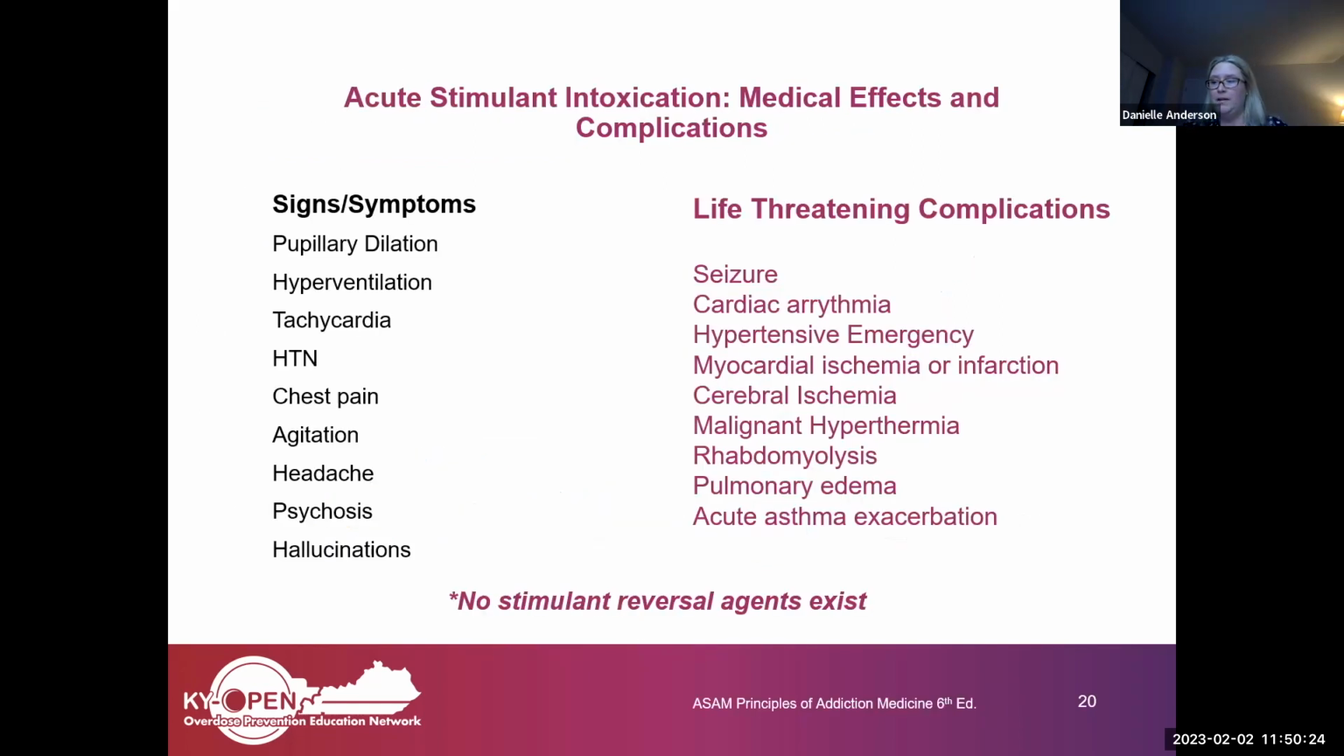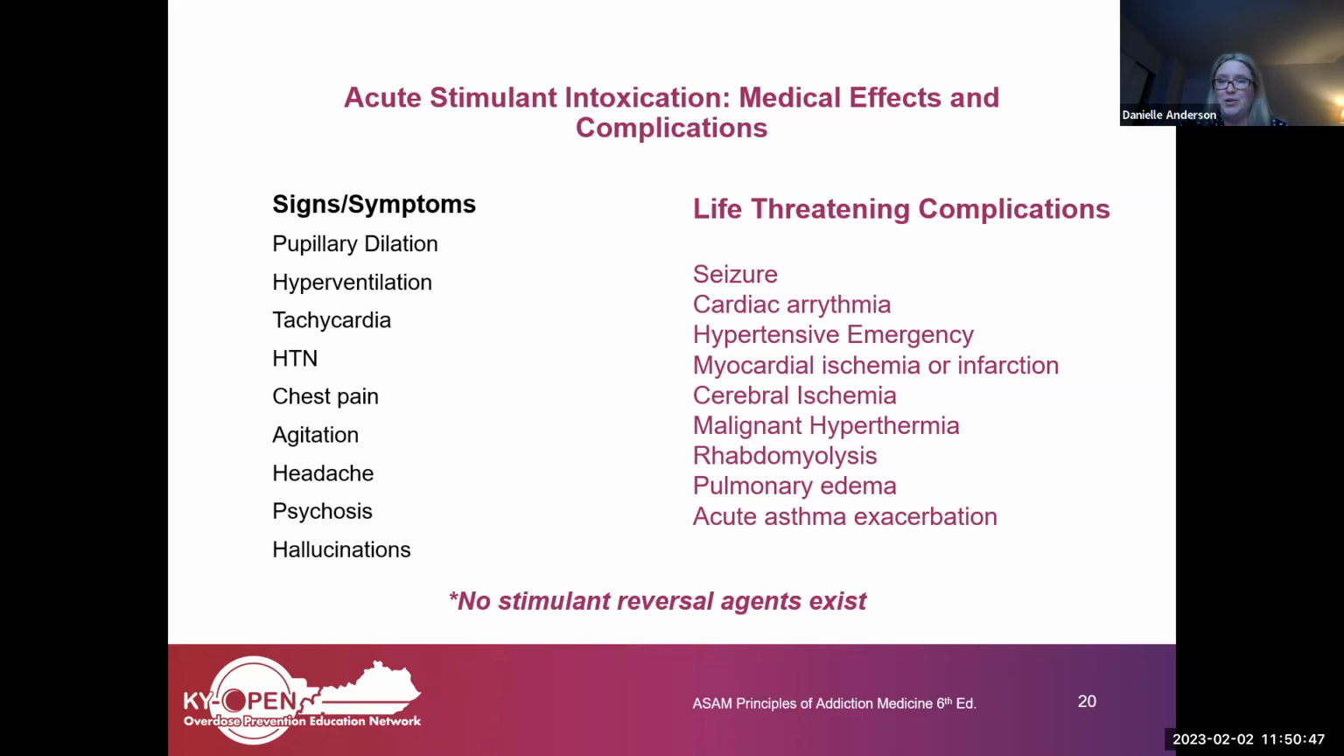Okay. Acute stimulant intoxication. Here are some medical effects and the complications. So a person who's acutely intoxicated with methamphetamine may have dilated pupils. They may be hyperventilating, have elevated blood pressure or high heart rate, be very agitated, have symptoms of psychosis or hallucinate. And then there are also life-threatening complications.